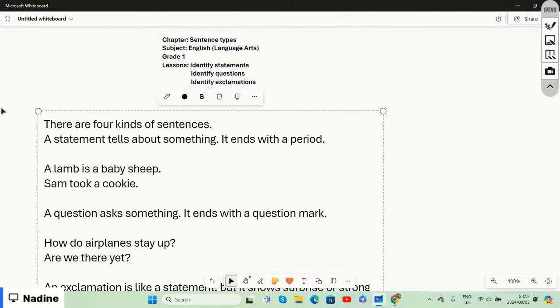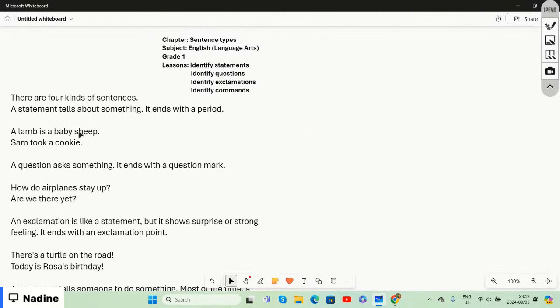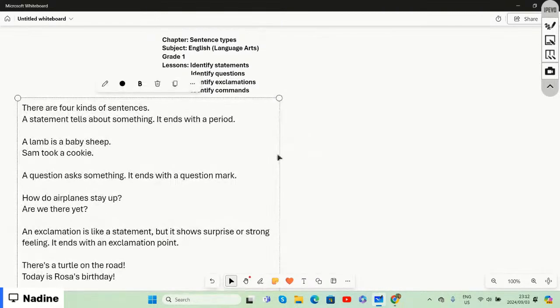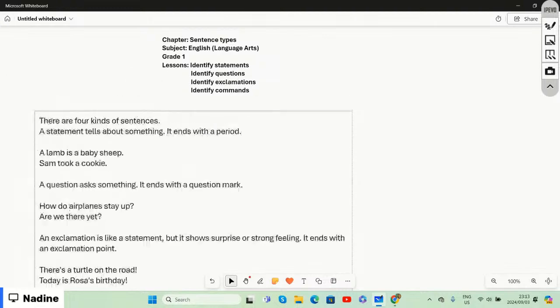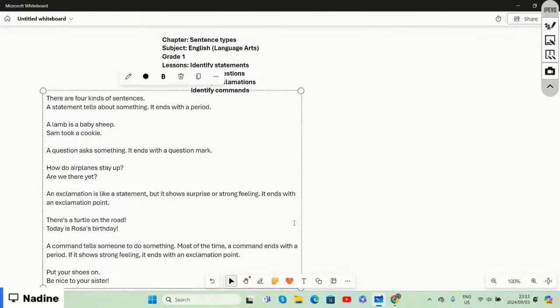All right. So when it comes to our statements, firstly, we have four kinds of sentences. The four kinds of sentences that we have are a statement, a question, an exclamation, and a command. So those are the four kinds of sentences that we have.